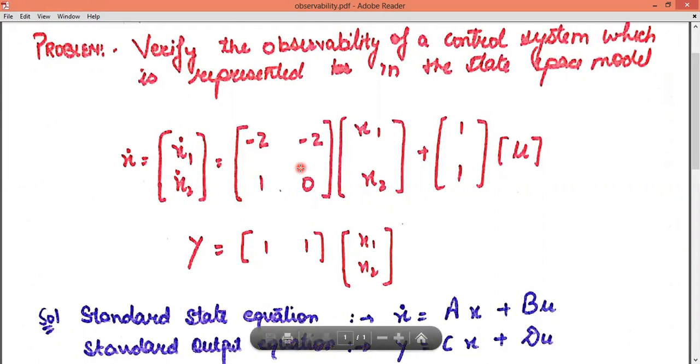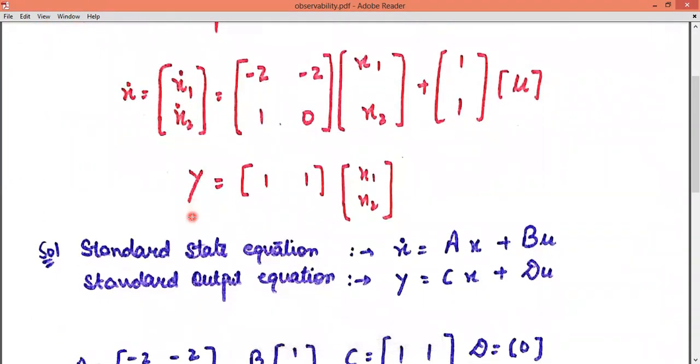So see, the standard state equation is this. Here x dot is this one, it is the A matrix, this is the X, and this is the B matrix, this is U. So the standard output equation is this one: y equals C into X. Here D is not given and U is not given. I'll tell you how we handle the things which are not given in the question. So we will apply Kalman's test.